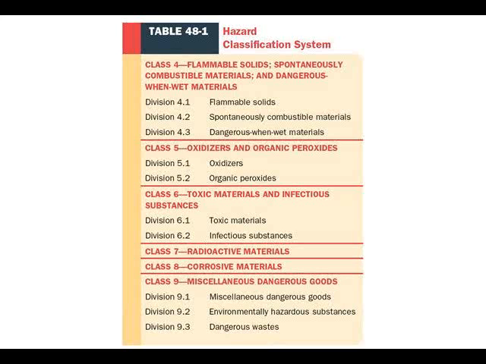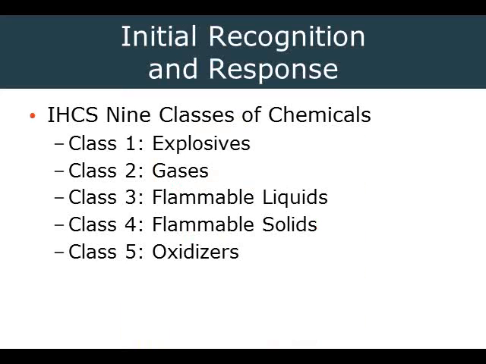Class 6, toxic materials and infectious substances. 7 is radioactive. 8 is corrosives. 9, miscellaneous dangerous goods, including environmentally hazardous substances and dangerous wastes. I would encourage you, if you haven't looked at the North American Emergency Response Guide, to look that up. The North American Emergency Response Guide has a lot of great information in it. This goes back over the classes that we mentioned.